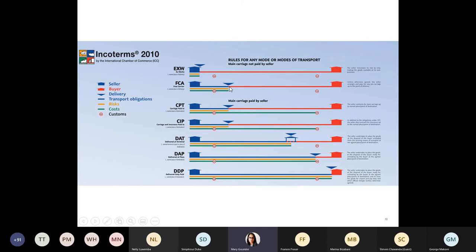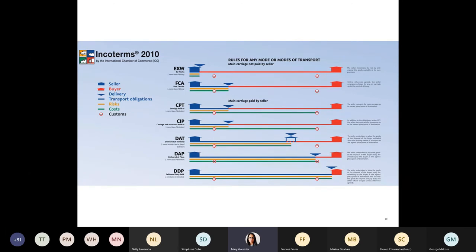Free carrier is when it's loaded onto your first carrier. Your first carrier could be a truck, a train, a ship, or an airplane, whatever mode of transport you've picked. Up until it gets to that first carrier, you, the seller, are responsible for the transport, the risk, and all the costs it entails to get it to the first carrier. So if it means getting a truck to get it to the airport, you will need to pay for it, and you will need to pay for the insurance up until that point.